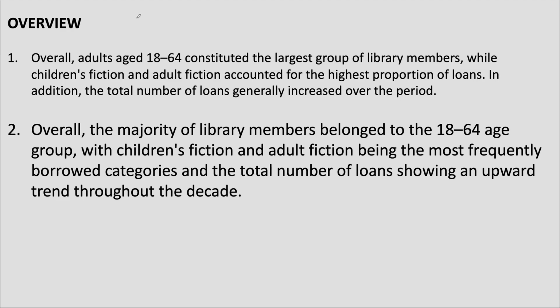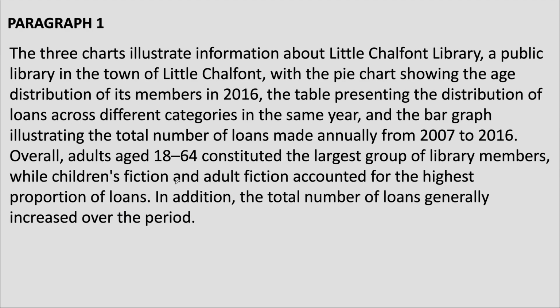We've also changed the sentence structure here. Instead of saying adults aged 18 to 64 formed the largest group, we have written that the majority of library members belonged to this group. And instead of over the period, we have written throughout the decade because the bar graph gives data of 10 years. We can write the paraphrasing and the overview as two separate paragraphs or combine them into one. Both are correct. I usually prefer to combine them, so our first paragraph is ready.